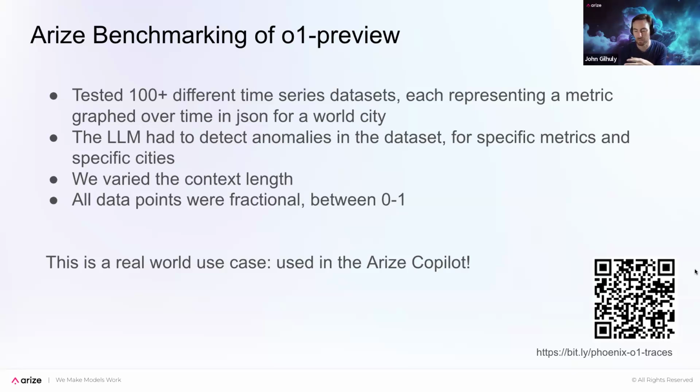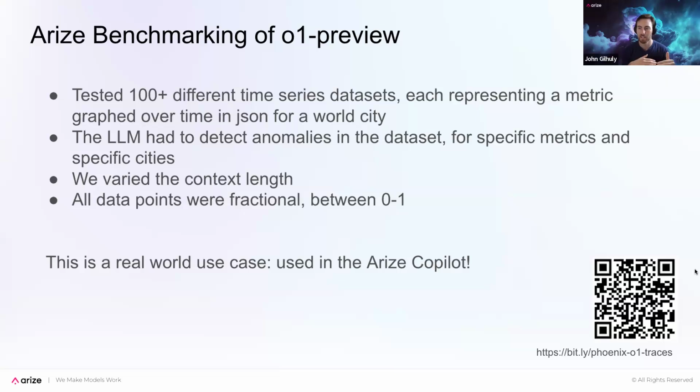have 100 different time series data sets, or a few more than that actually. And each one of those has some metric graphed over time for a world city. So imagine temperature in a city is one metric, and we have that over time. And so you have a big JSON object of all of these different metrics. And then we have an LLM go through and try to detect anomalies within that.